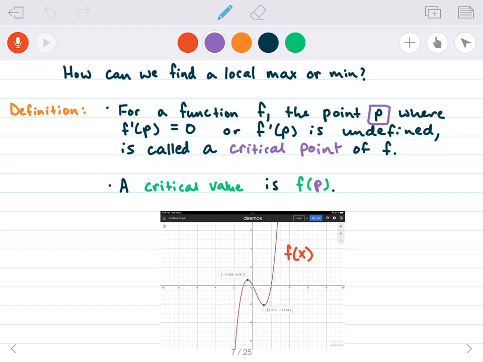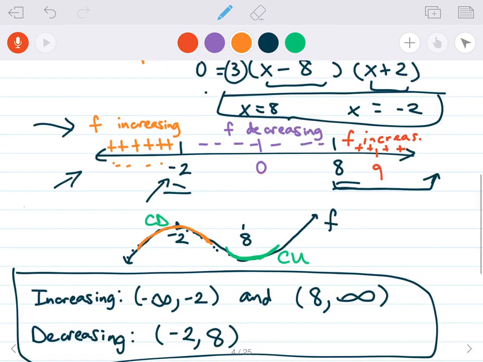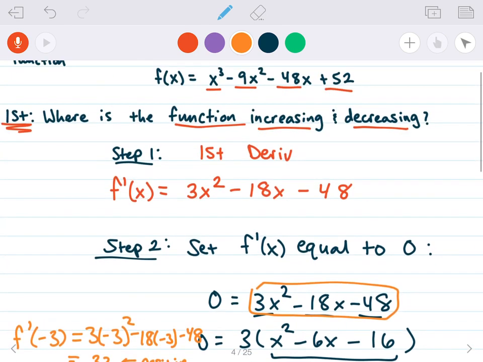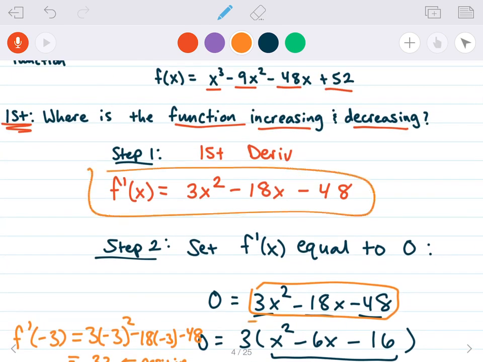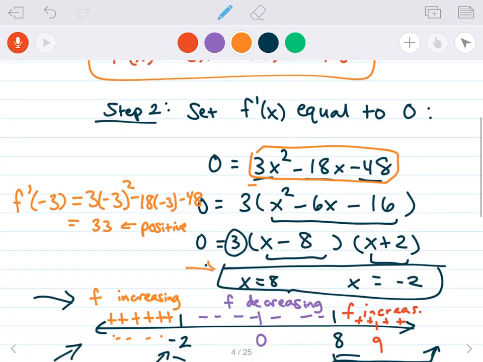How can we find a local max or min? Basically, we're going to do what we did in the first example. We're going to take the derivative and set it equal to 0. And what we get is called a critical point. So let's go back to the first example that we looked at. We took the derivative and we set it equal to 0 and we got 2 critical points. Those are the points that are going to be on your number line to find the local max and the local min, or where it's increasing and decreasing. So these are the critical points right here, those x values where the derivative is 0.